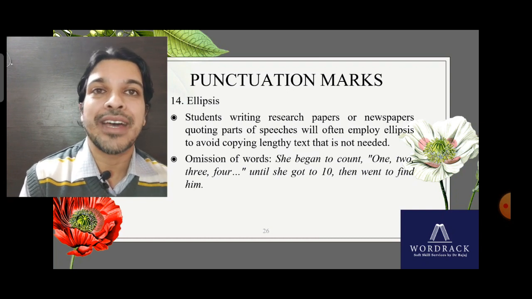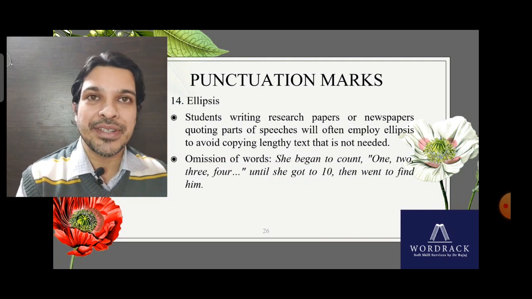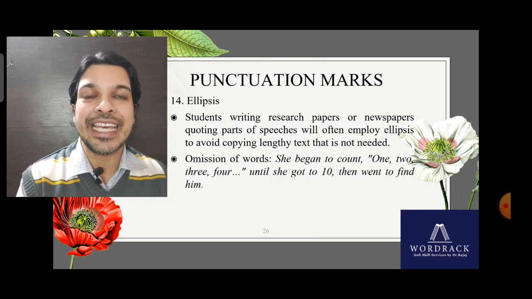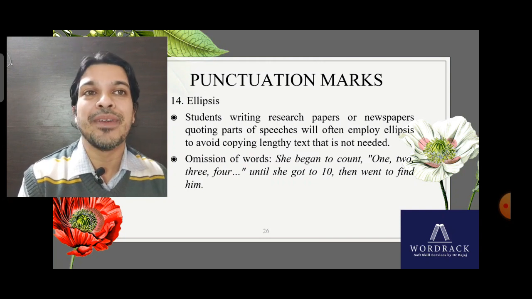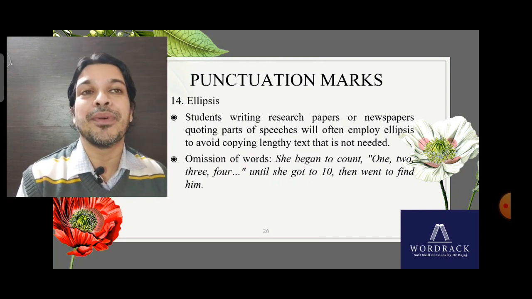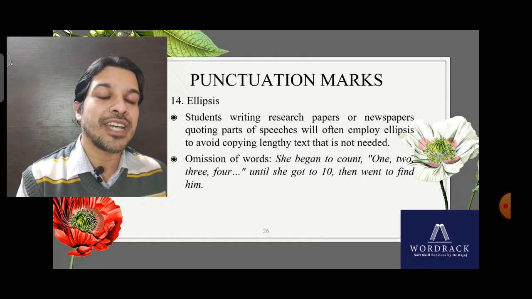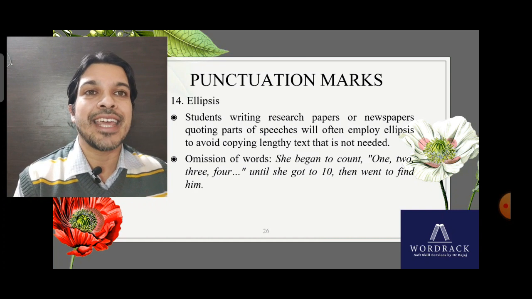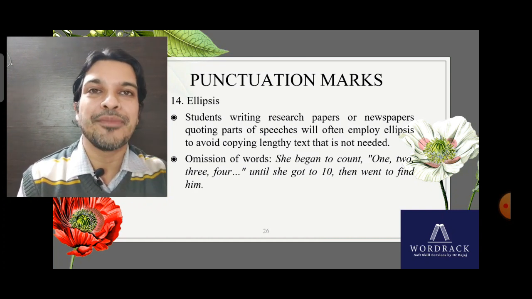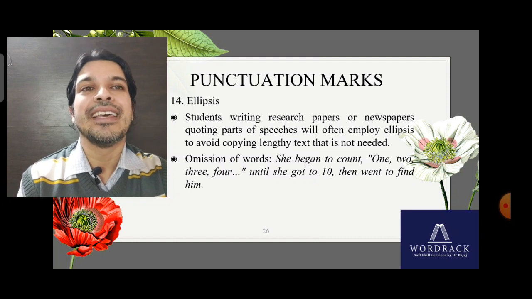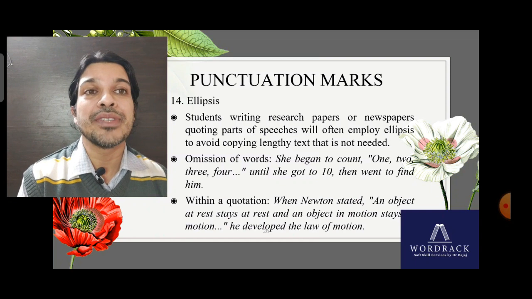They're playing the game of hide and seek, and one person starts counting from 1 to 10, and then after reaching 10, he or she tries to look for the other people who are playing the game. So it is being reported. She began to count, and till which number did she count? She started with 1 till 10, but we have not written 1, 2, 3 till 10. After 4, we've used ellipses, and then we've completed the sentence. Within a quotation, we can use ellipses.